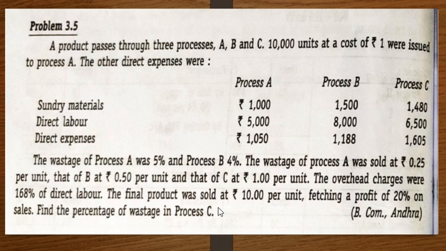So this final product which is sold at rupees 10 per unit will be applicable only in process C, because it clearly stated the final product was sold. So when will the final product be met? When it is in process C. Then, fetching a profit of 20% on the sales, find the percentage of wastage in process C. So we are supposed to find out what is the wastage in process C in this problem. So let us get into the solution.